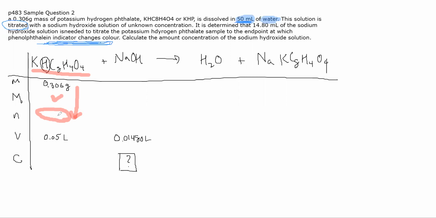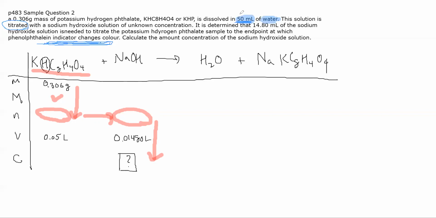And from there, using my mole ratio, I should be able to figure out how many moles of hydroxide was used, therefore how many moles of sodium hydroxide was necessary. And if I have the number of moles and I have the volume, I can calculate what the original concentration was. Does that look weird?